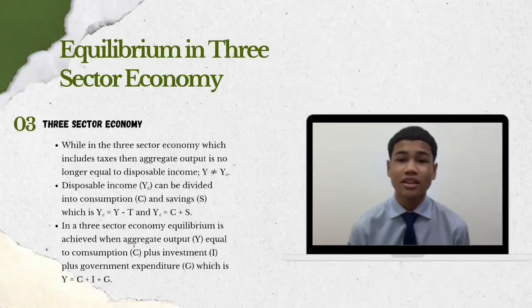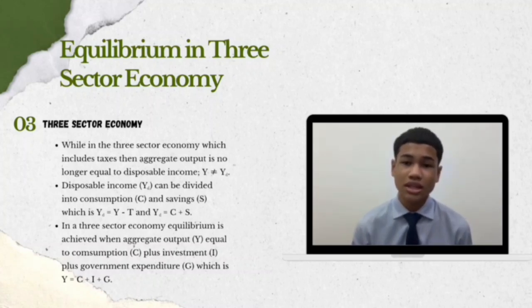Next, in the three-sector economy, which includes tax, aggregate output is no longer equal to disposable income. Disposable income can be divided into consumption and savings, which is YD equals Y minus T, and YD equals C plus S. In a three-sector economy, equilibrium is achieved when aggregate output equals consumption plus investment plus government expenditure, which is Y equals C plus I plus G.